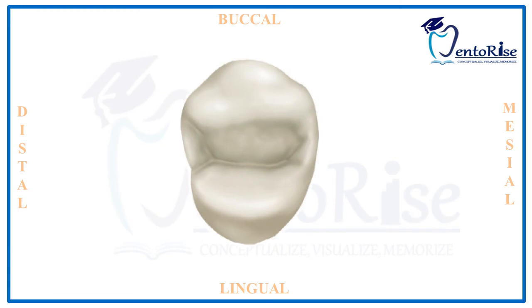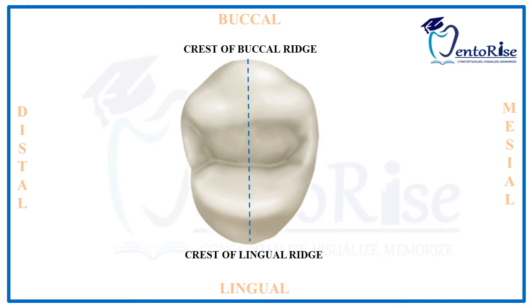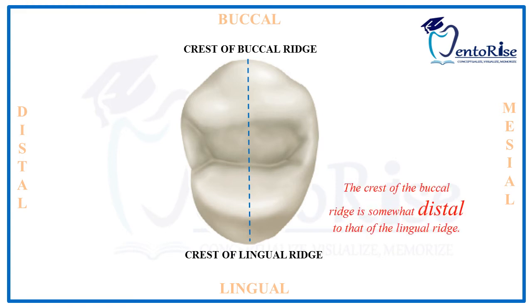Now let's focus on the crests of the outline we have discussed so far. Apart from the four cusp ridges, that is the mesiobuccal, mesiolingual, distobuccal and the distolingual cusp ridge, we have ridges on the buccal and the lingual aspect, that is the buccal ridge and the lingual ridge respectively. If we focus on the crest of these ridges and try to connect the crest of buccal ridge with the crest of lingual ridge, we would observe that the crest of buccal ridge is somewhat distal to that of the crest of lingual ridge, marked in the figure with blue line.